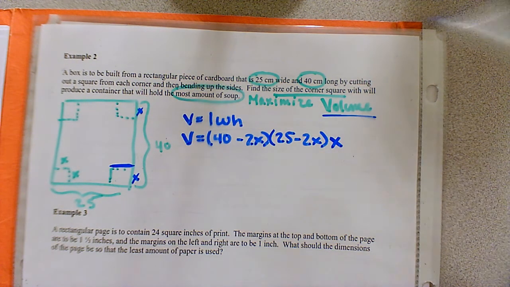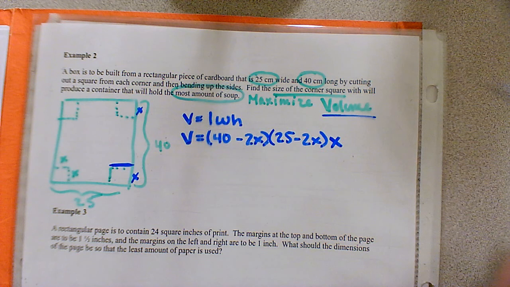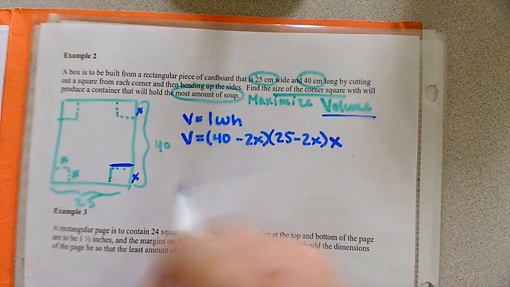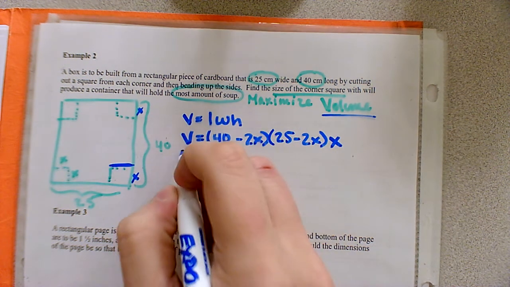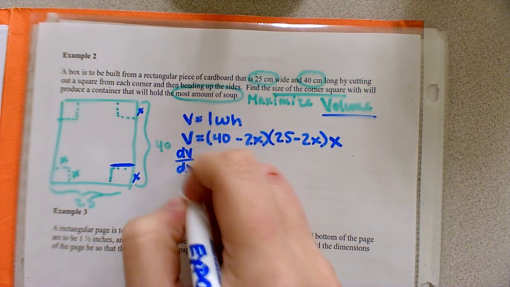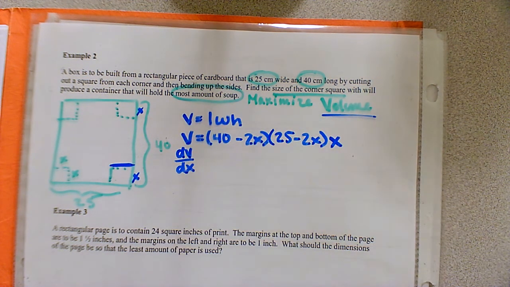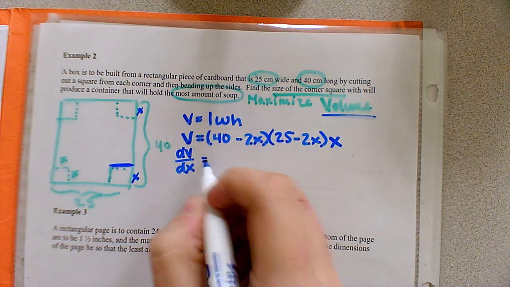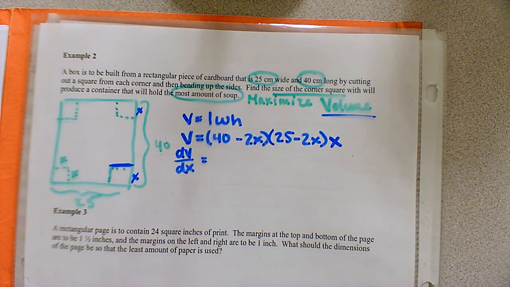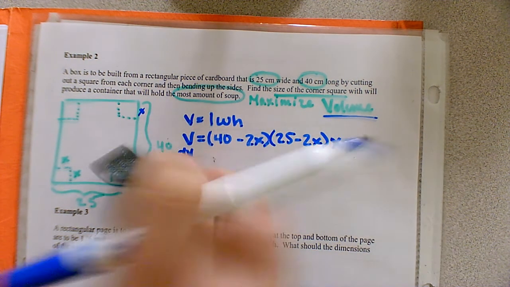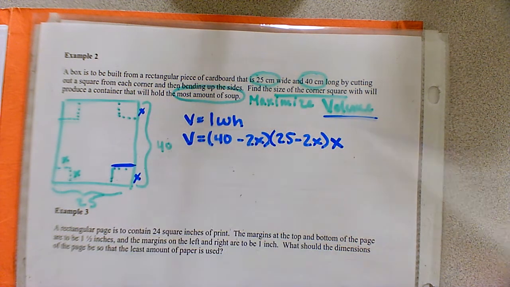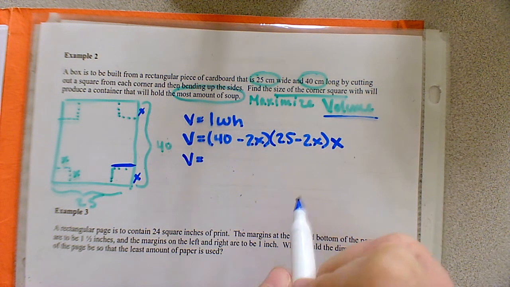So looking at our primary, we have two variables in there, which is fine. It's not like we have to think of a secondary equation to help us get rid of a variable. So from here, we're going to take our derivative. So dv over dx, or you can write v prime, whatever notation you're more comfortable with. Actually, before I take the derivative, I might want to clean this up a little bit, because I'm multiplying 3 terms together. So I'm going to cut some corners here.